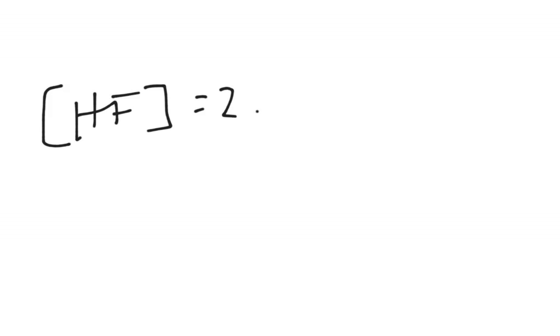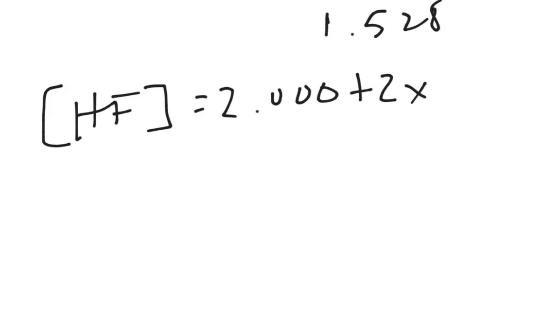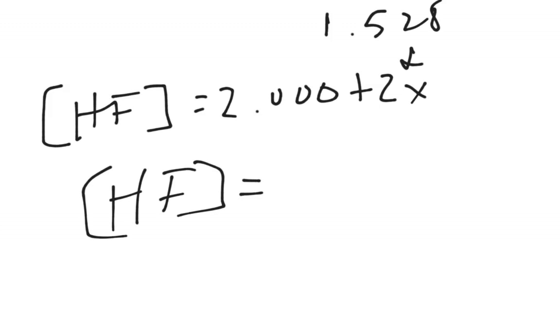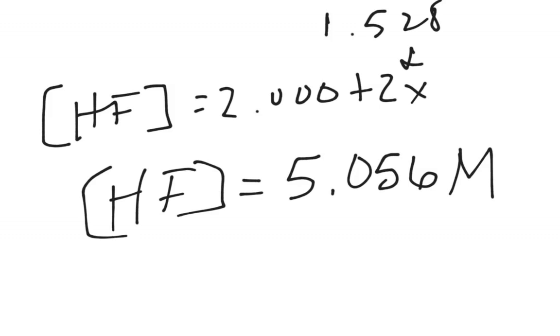All right. Then my HF at the start was 2 molar, but we changed that. We said 2 molar plus 2x. We now know that x is 1.528, so we can put that in there, and we find out at the end that the concentration of HF when I reach equilibrium is 5.056 molar. Okay, so incredibly useful tool.